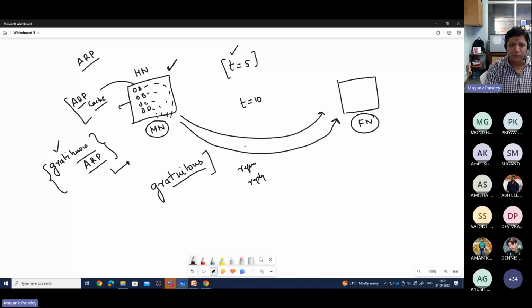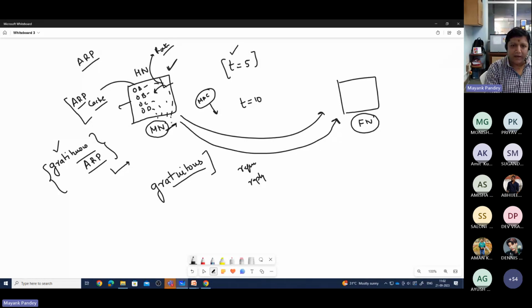When the mobile node moves out, the home agent will send a gratuitous ARP. It is just a reply, a suo moto kind of reply, that the MAC address of this IP address, the mobile node's IP address, is this. And what is that? The MAC address of that router. Got the point?